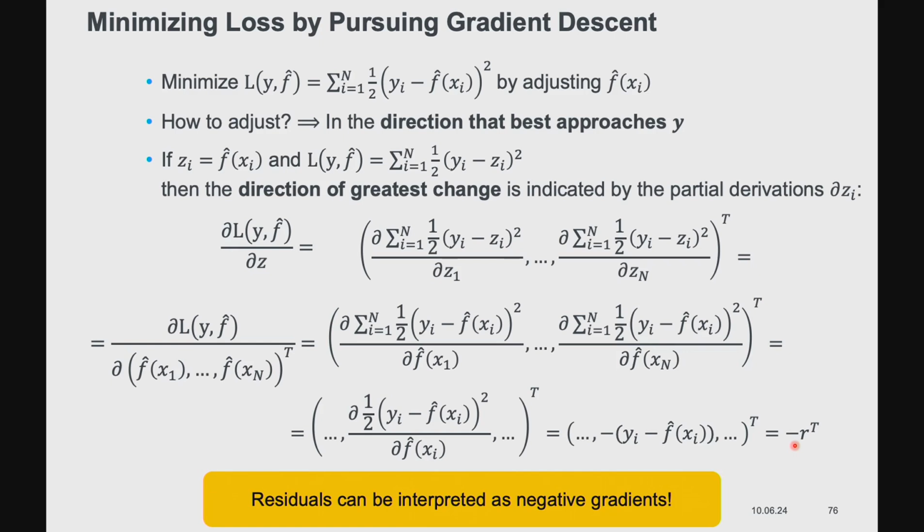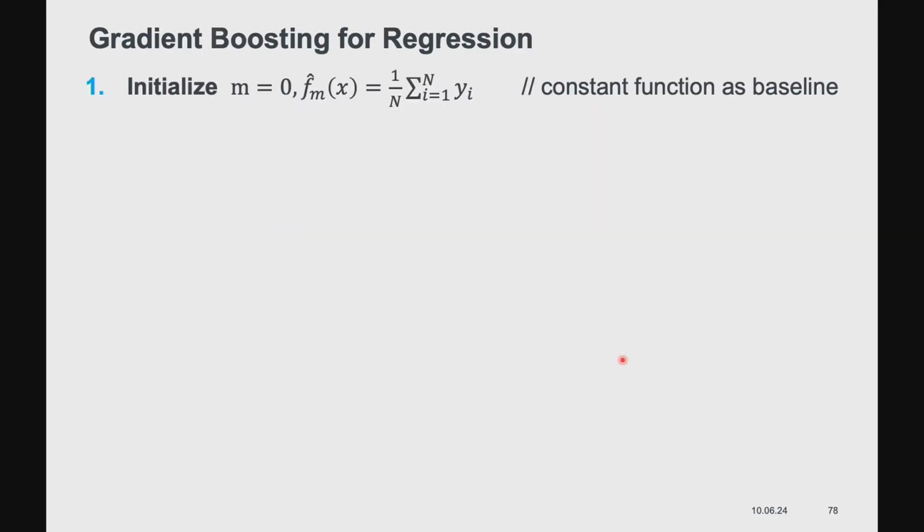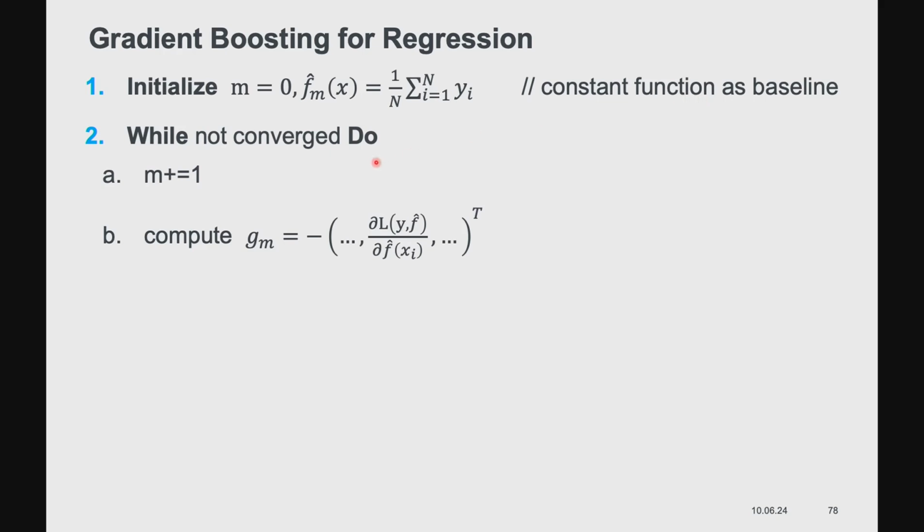So residuals are kind of negative gradients here. That means when I do my next stage for my modeling, I take the previous stage plus this tree. Well, this is the same as the difference. This is the same as my gradient, which is the same as my residual. And so let's assume I start with a constant function as a baseline. I iterate. I compute these derivatives.